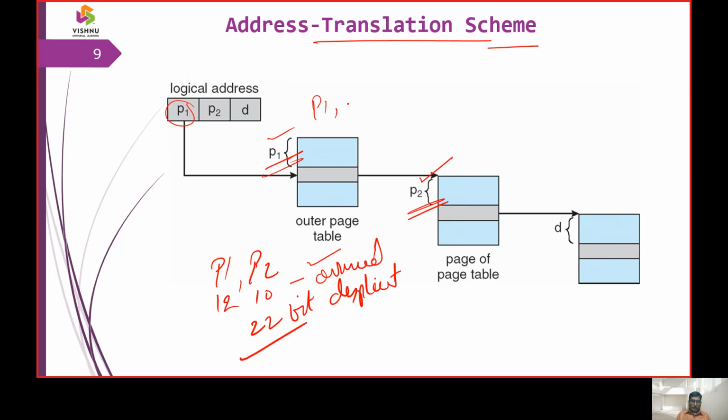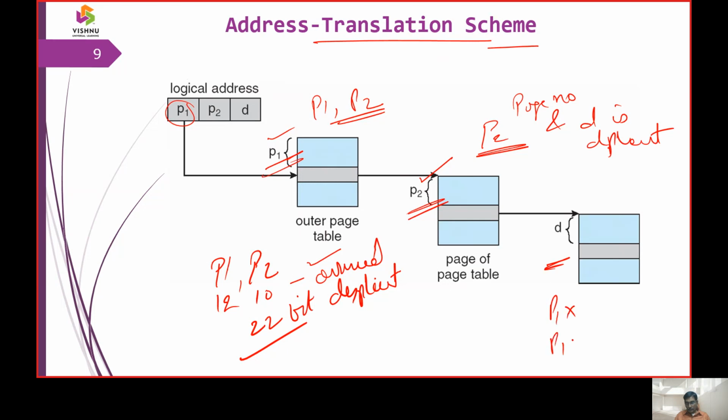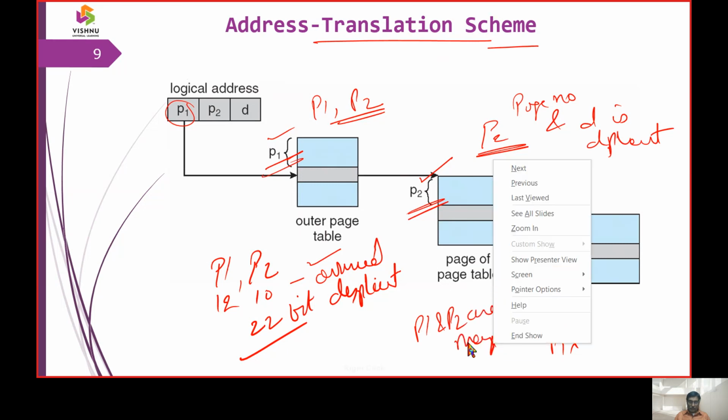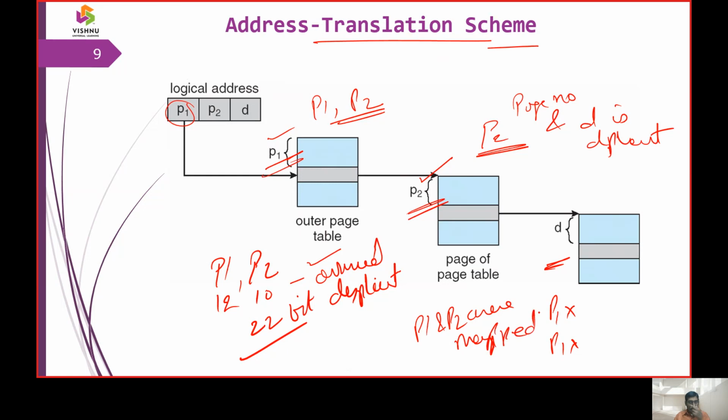So in this case, we take P1 and P2. P1 is going to be treated as a page number and the next is going to be treated as a displacement or an offset. But as far as P2 is concerned here, P2 is going to be treated as a page number and D is going to be treated as a displacement. Here there is no verification of P1 and no verification of P2 because P1 and P2 are already mapped. That is the reason why we are not going to consider P1 and P2 at this point.